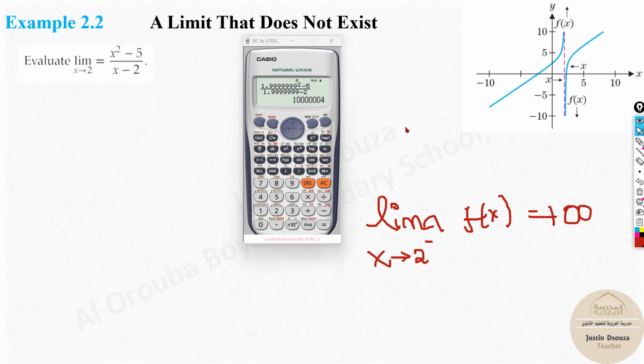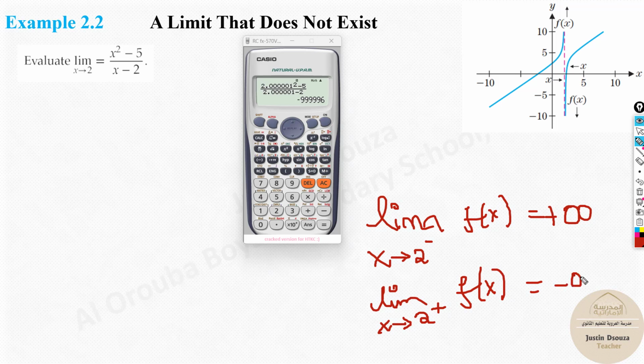Now the same thing, let me change and write 2.0001. Let me take 2.00001 over here. Same thing over here, so let me change this quickly. And the answer, you can see, the limit as x tends to 2 from the positive side, from the right side, of f of x is negative infinity.